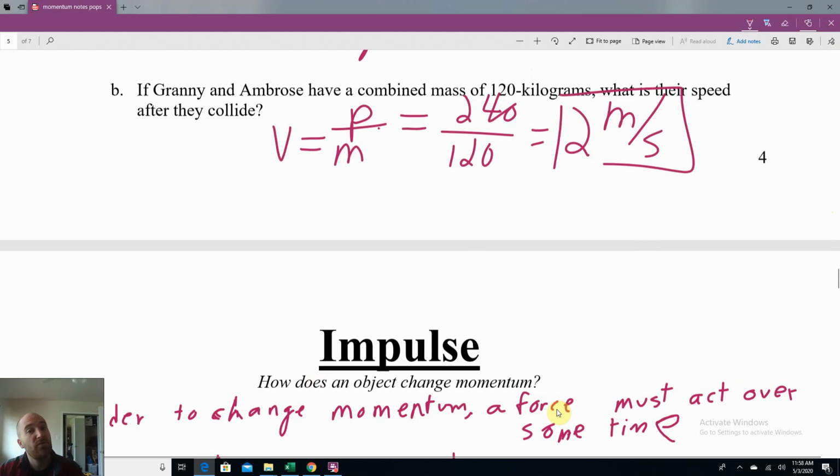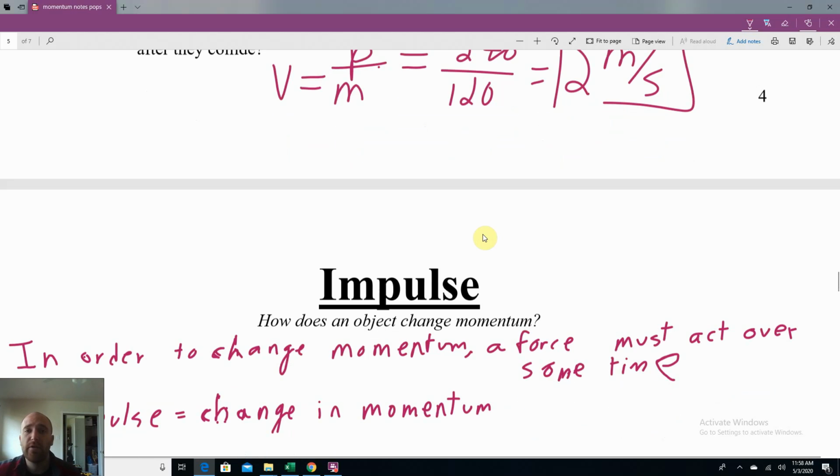So what we're going to do with today's lesson is tie momentum into force, and we'll bridge those two different things. That's the goal of the equations and the concepts that we're going to talk about today. So in order to change momentum, a force must act over some time.